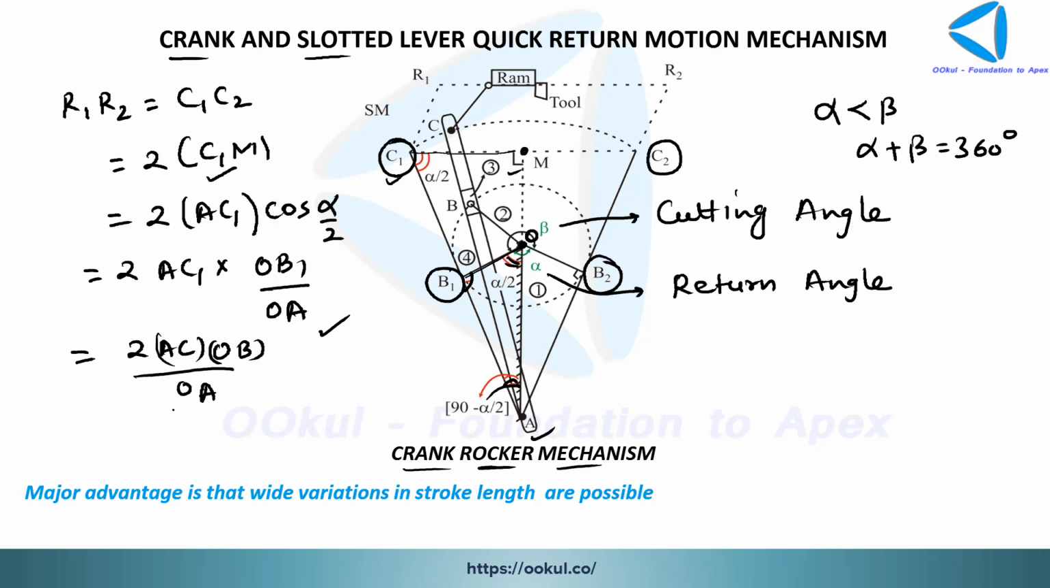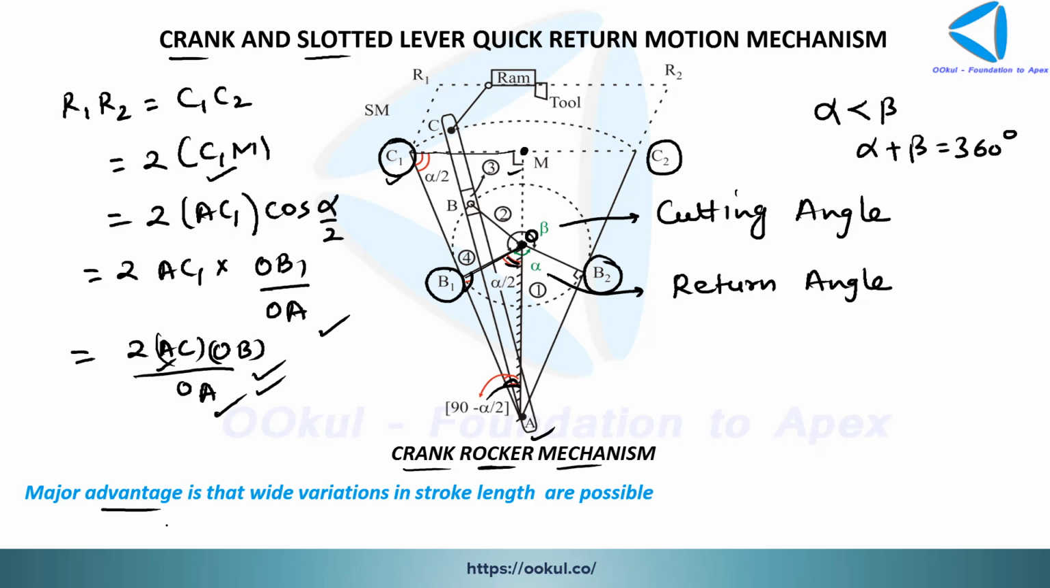What is this AC? This AC is your length of the slotted bar. What is this OB? This OB is your length of crank, and what is OA? OA is your length of connecting rod. So there are basically a few variations that are allowed in this case of a crank and slotted lever quick return motion mechanism. So we can say that this is the advantage that we overcome from the quick return motion mechanism.